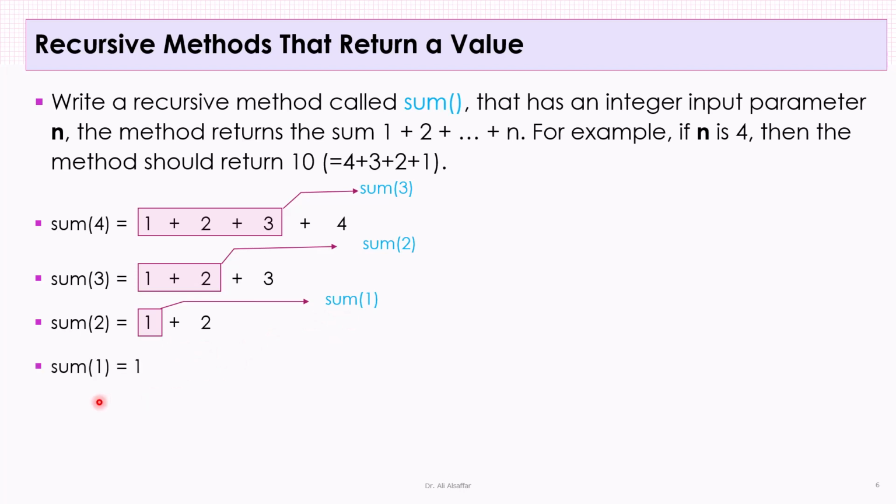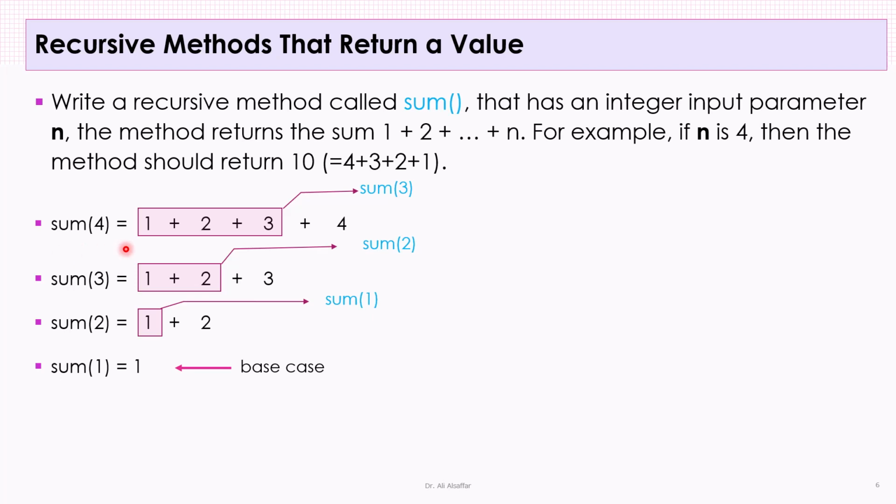And finally, when we call the method with input 1, we don't have many numbers to add. We have only one number to return from this method, which is equal to 1. And this is why we consider the last call, when the input is equal to 1, the base case or the stopping case.